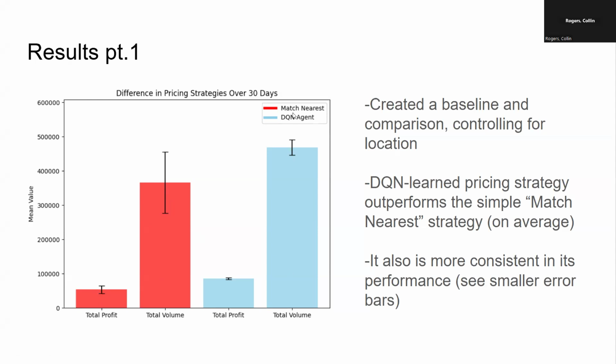And then the blue bars here show whenever we changed it back to being controlled by a DQN agent. As you can see, for total profit, the DQN clearly outperforms the match nearest pricing strategy over time and on average, and same thing with total volume. You can also notice that it's more consistent with its performance, because the total volume here has a huge range, a big error bar, and then over here it's pretty small.